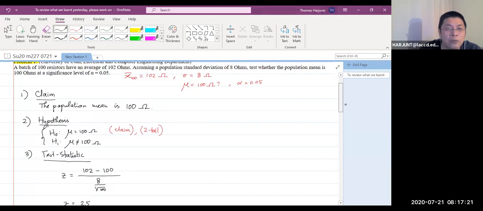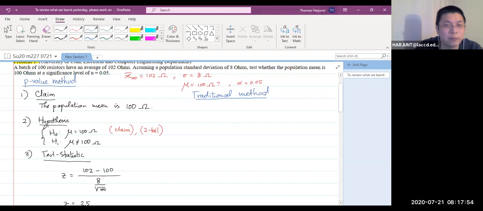From here, I have 2 things to say. The method I showed you earlier, yesterday and today, is called the p-value method. Now, how about the traditional method? Because we use a calculator, the p-value method will be faster.